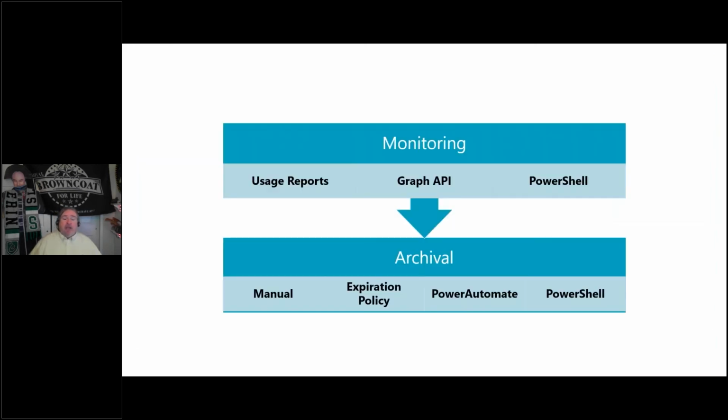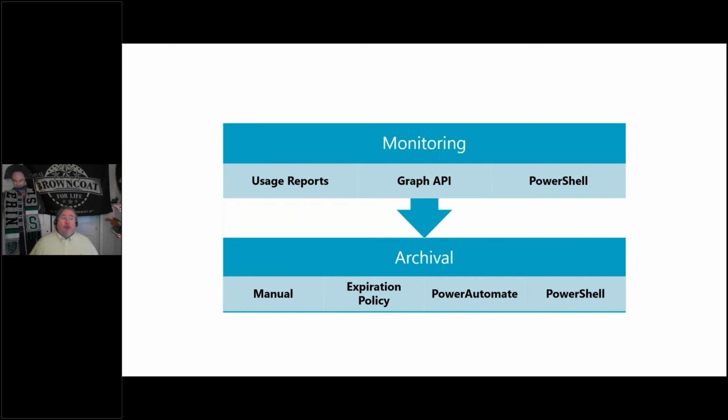Now, the last few things we've got inside of here are the last two steps, monitoring and archival. There's a lot of things that we can go out and use. Usage reports, you get out of Microsoft. You can use the Graph API to go out and look at your usage. You can write PowerShell scripts to go out and give you reports on last activity dates and things like that. But that monitoring is either manual or it's programmatic, because the usage reports don't give you all the detail unless you go to each individual team to look at it. And if you have lots of teams, that's a lot of work, right?